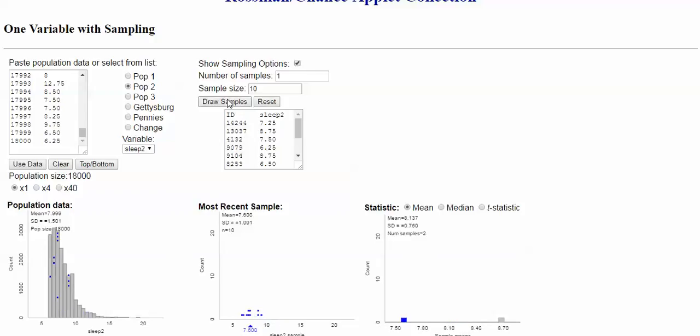Now let's take 10 other people and calculate the mean of our new sample. This sample mean came out to 7.6. So this is the mean of sample 1, this is the mean of sample 2.